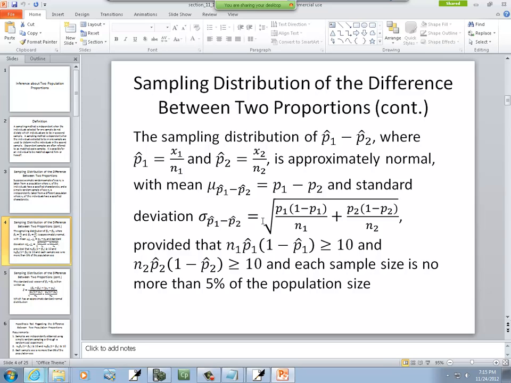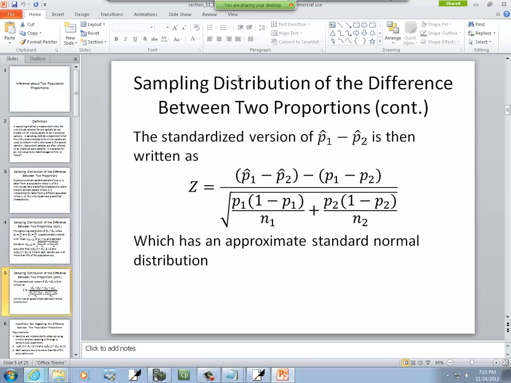n times p times 1 minus p is greater than or equal to 10 for both populations, both samples you've done, and each sample size is no more than 5% of the population size. Well, if those are true, then the standardized version of p hat sub 1 minus p hat sub 2 is written in this form. This puts it back to our standard normal distribution, so we can then use our table or some of our normal distribution tools.